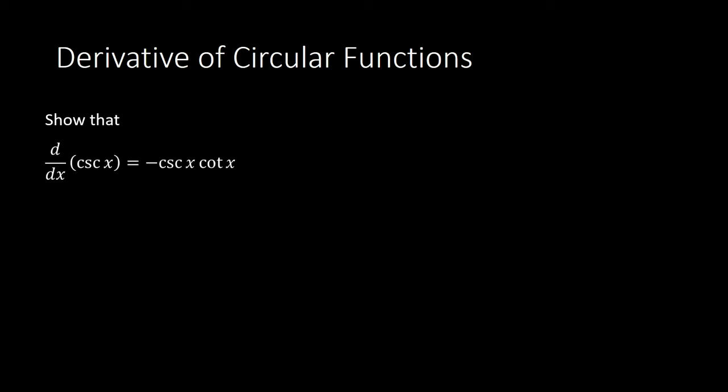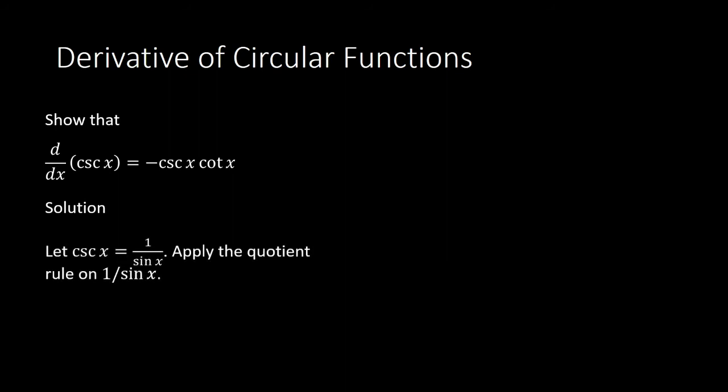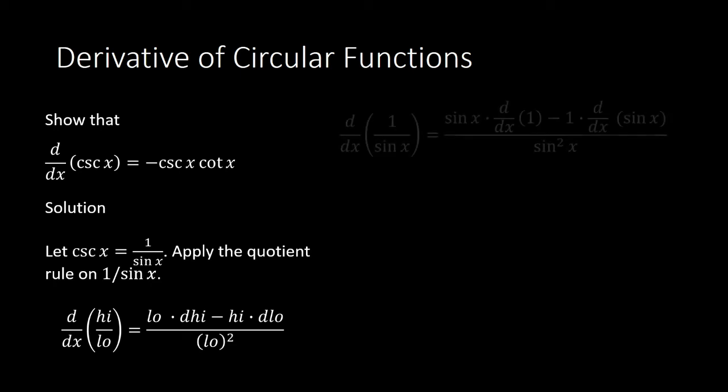Let us show that the derivative of cosecant of x with respect to x is equal to negative cosecant of x times cotangent of x. So by now you already know how to do it. We will write cosecant of x as a fraction using your fundamental identity. It's equal to 1 over sine of x. And then we will apply the quotient rule once again on 1 over sine of x.